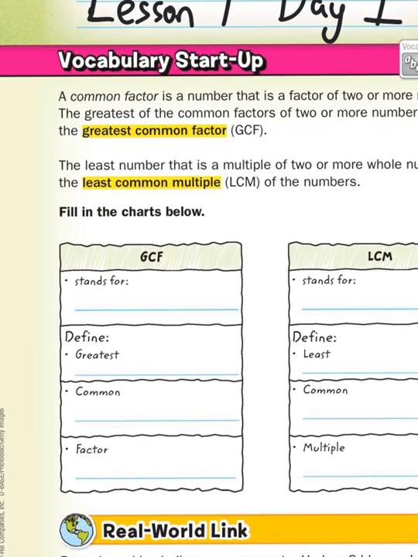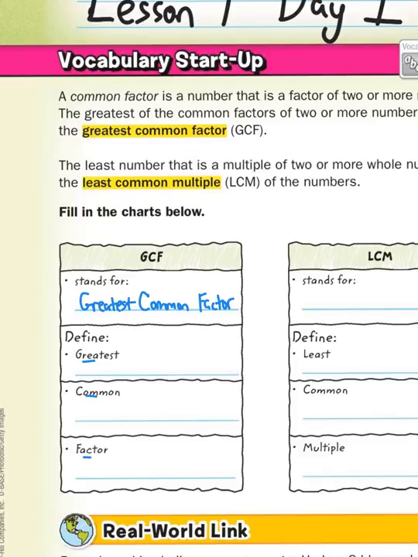So first off, what does GCF stand for? Well, it stands for the greatest common factor. And now we're going to break down greatest, common, and factor, because if you understand these three words, you know what greatest common factor is. So let's start at the bottom with what is a factor. Well, factors are numbers that go into a number evenly.